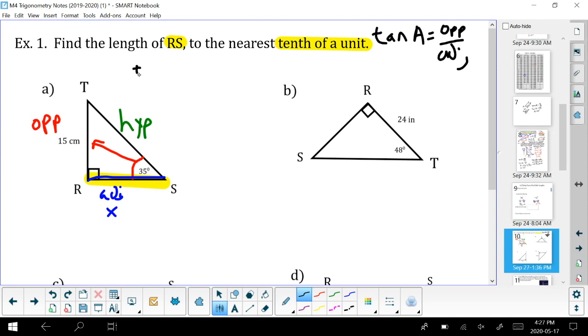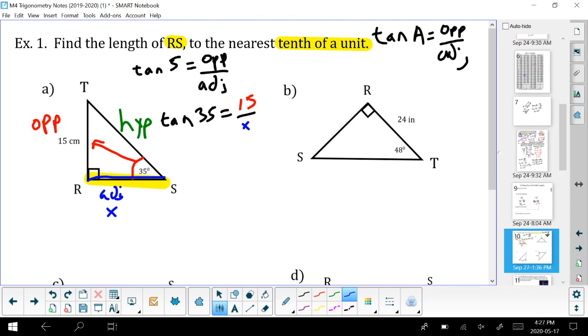Starting from our formula, tangent of A is equal to the opposite over the adjacent side. In this case, it's not tangent of angle A, it's tangent of S. So let's go ahead and substitute that S there. We know angle S is equal to 35. So we'll put tan of 35 is equal to my opposite side, which is 15, divided by my adjacent side, which in this case is x.